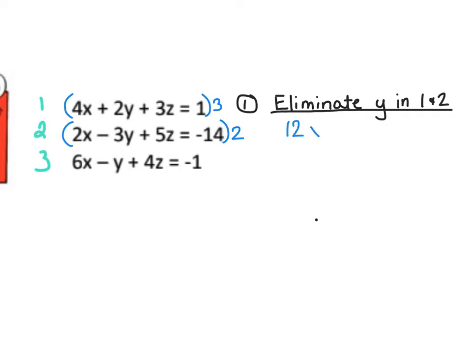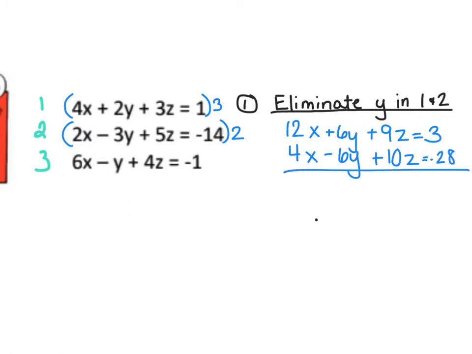So I would get 12x plus 6y plus 9z equals 3. And the second one would become 4x minus 6y, there's those opposites, plus 10z equals negative 28. And now I stack and add. Y's being eliminated produces 16x plus 19z equals negative 25.